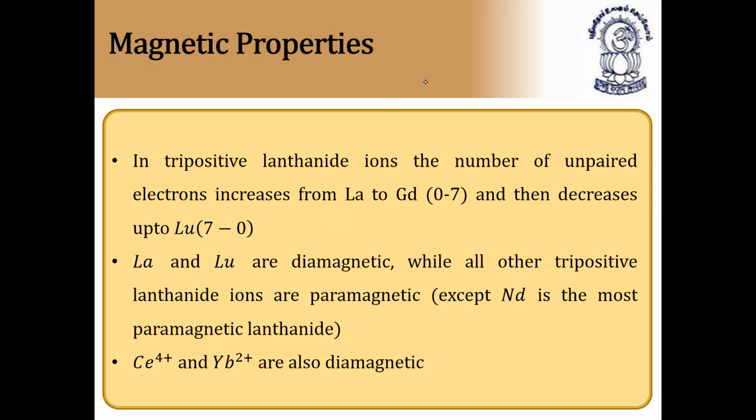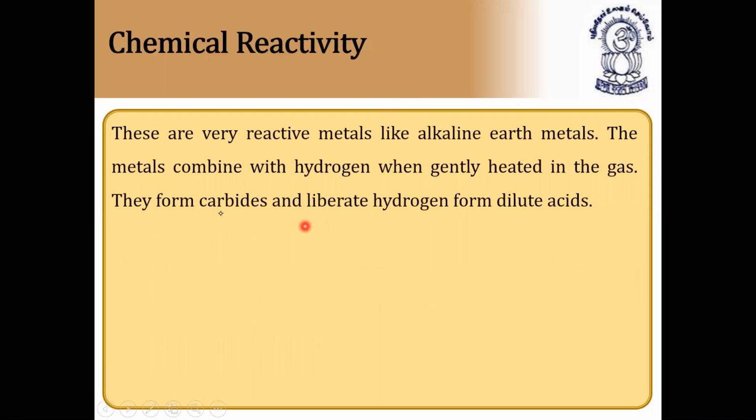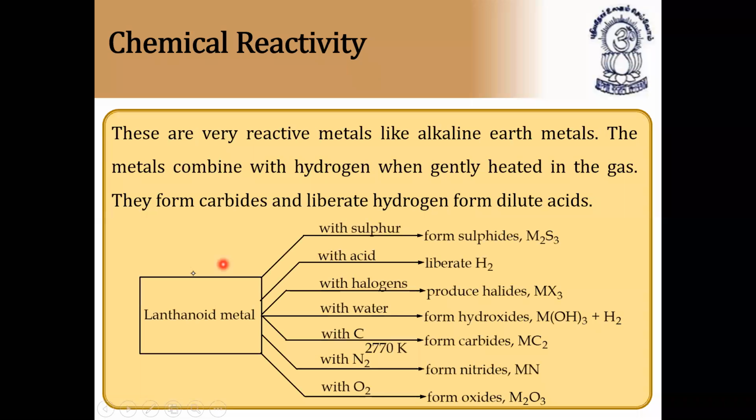Next, continuation: chemical reactivity. These are very reactive metals like alkaline earth metals. The metals combine with hydrogen readily when gently heated in the gas. They form carbides and liberate hydrogen gas from dilute acids.